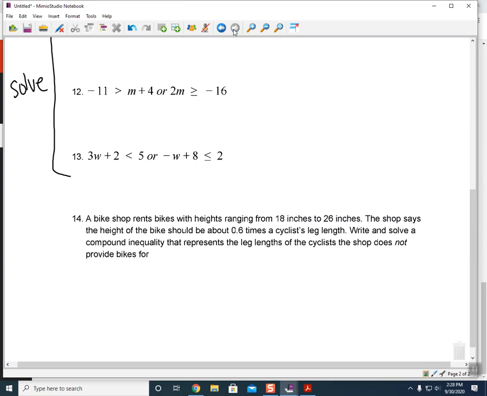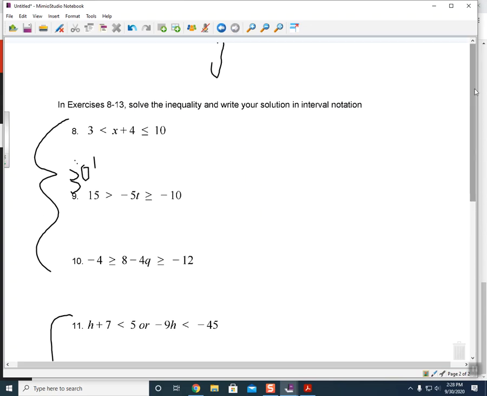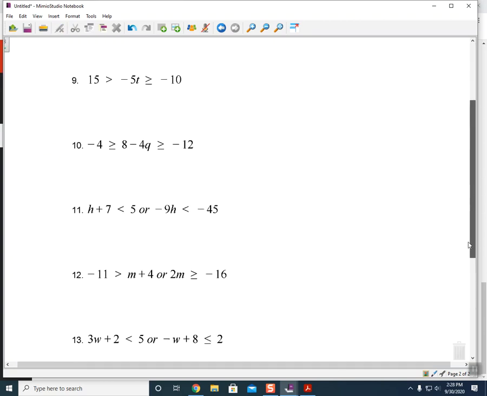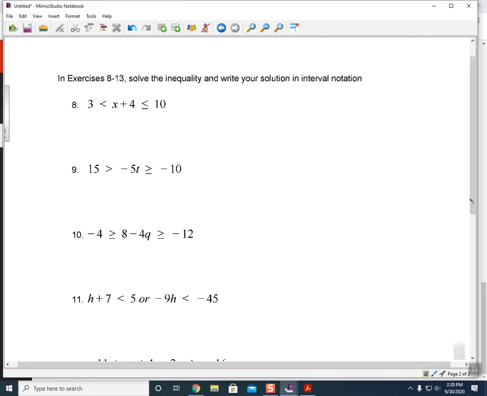And then the back side is what I wanted to point out to you. Let me get rid of this from earlier. Okay. So numbers 8 through 13 are going to ask you to solve, and then it wants you to write your solution in interval notation, which is what we talked about at the beginning. So here's what I'm going to tell you. These three, 8 through 10, do that.